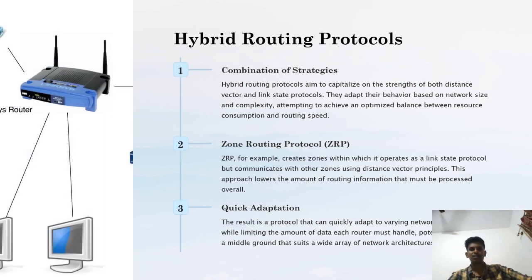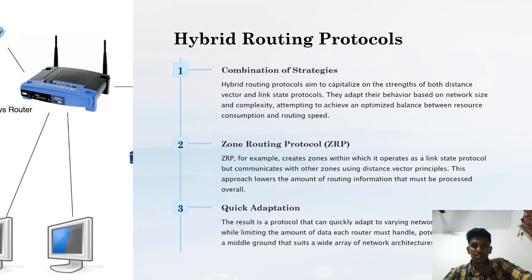Hybrid routing protocols. Combination of strategies. Hybrid routing protocols aim to capitalize on the strengths of both distance vector and link state protocols. They adapt their behavior based on network size and complexity, attempting to achieve an optimized balance between resource consumption and routing speed. Zone Routing Protocol (ZRP).